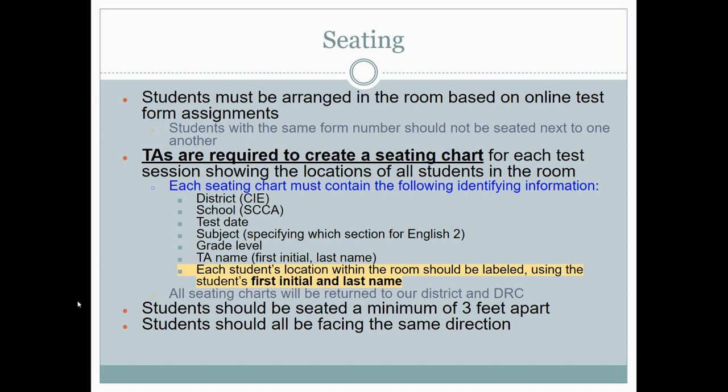All of this information you see here has to be included on the seating chart. The most important piece of information is that you include where every student in the room is located on your seating chart, and you are labeling them with their first initial last name. We have been told by the district that if the seating charts are not filled out, as you see here, then the district will send them back to us and you will have to redo the seating chart. So please let's do this correctly the first time so that we do not get these sent back.